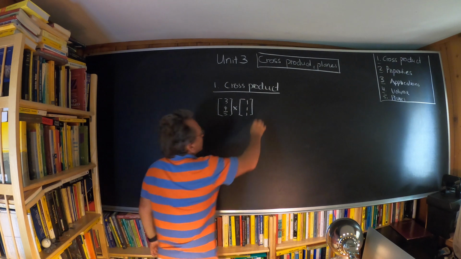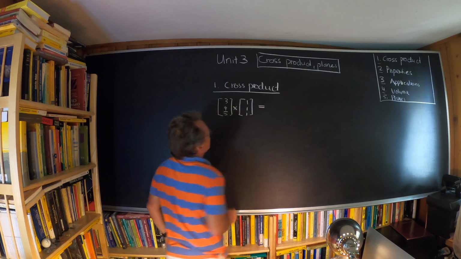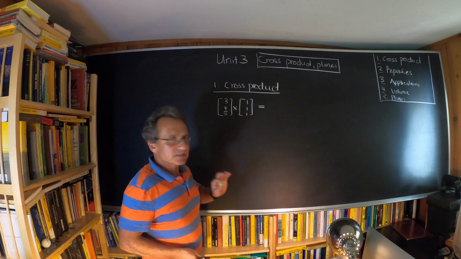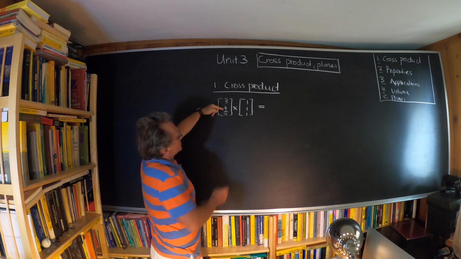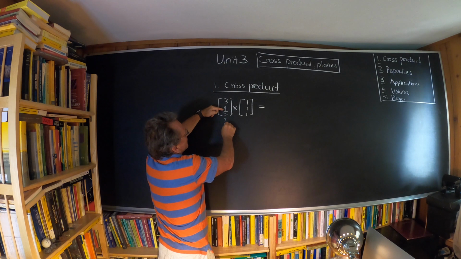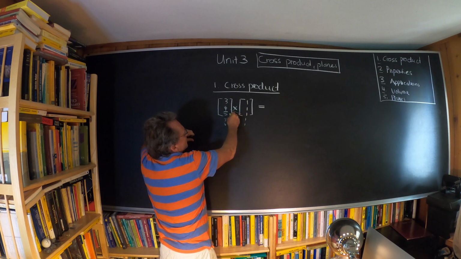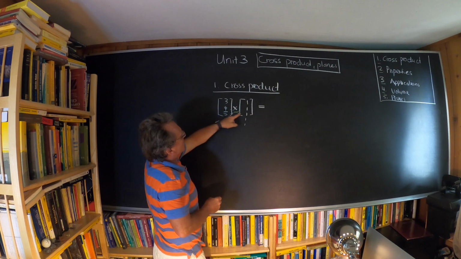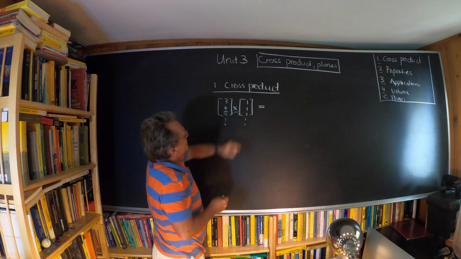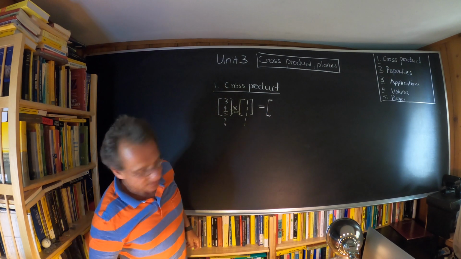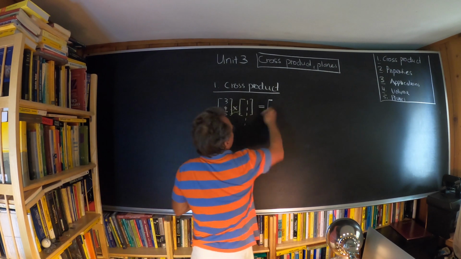Let me just tell you what we do in order to compute this. So one way to do this is to write the first two components again here, and these two components again, and then make three crosses. So here 4 times 1 minus 5 times 1 is minus 1. Let me just write that down here. This is minus 1.